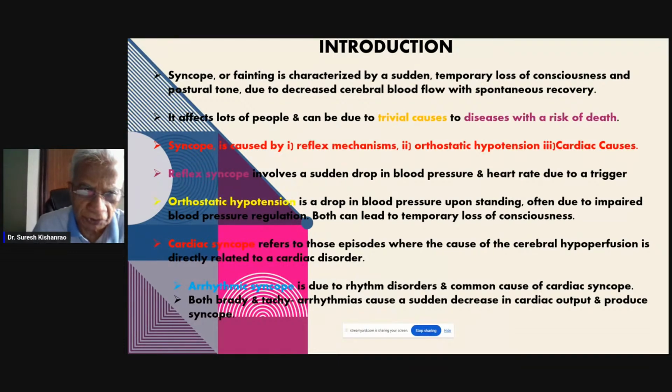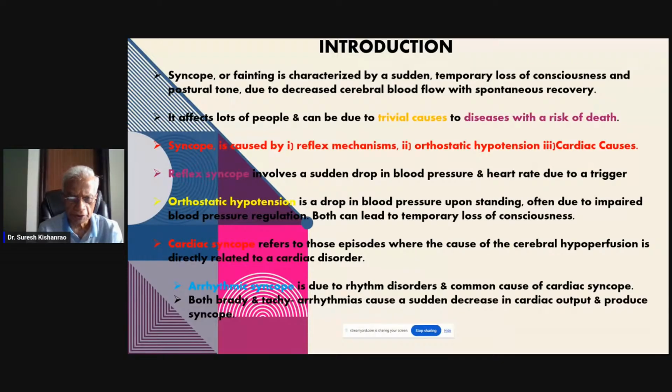Reflex syncope, when we say, is a sudden drop in the blood pressure and also heart rate due to a trigger. The trigger could be as simple as fear, seeing blood, or any sudden jolt. Orthostatic hypotension is a drop in the blood pressure on standing. Please note it is on standing. It is often due to impaired blood pressure regulation. Both of them can lead to temporary loss of consciousness.